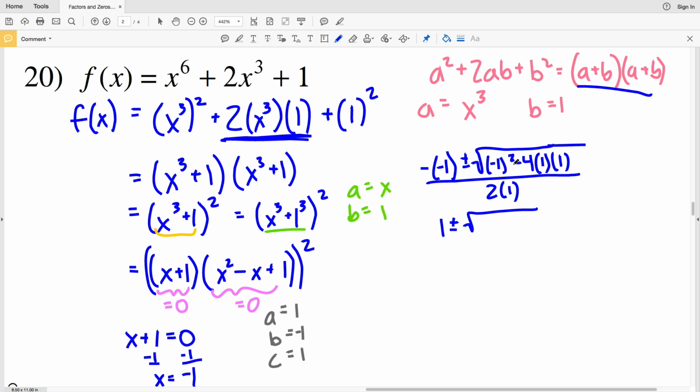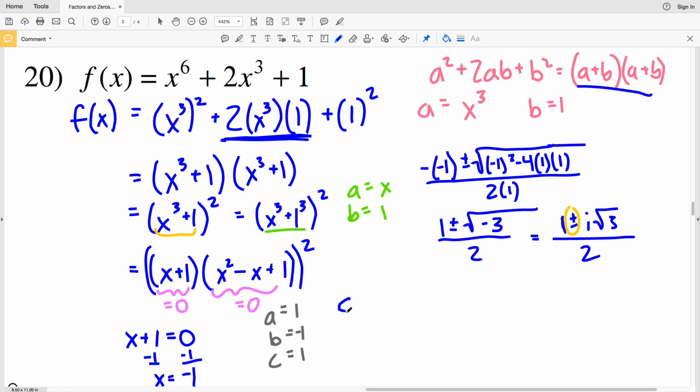Simplifying, the opposite of negative 1 is a positive 1, and I'll have plus or minus the square root of 1 minus 4, since negative 1 squared is a positive 1, and we're subtracting 4. So that's the square root of negative 3 all over 2. And I can rewrite the square root of negative 3 as i times the square root of 3, since the square root of negative 1 is i. So that's 1 plus or minus i times the square root of 3 all over 2. And that cannot be simplified any further, but remember, that gives me two separate solutions.